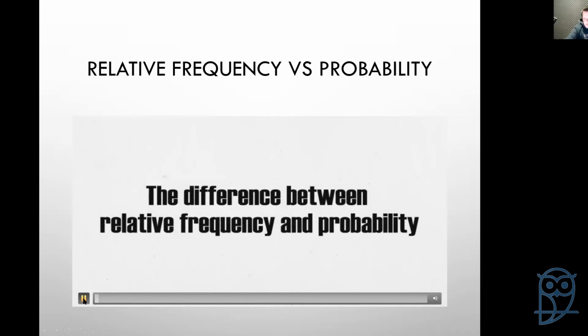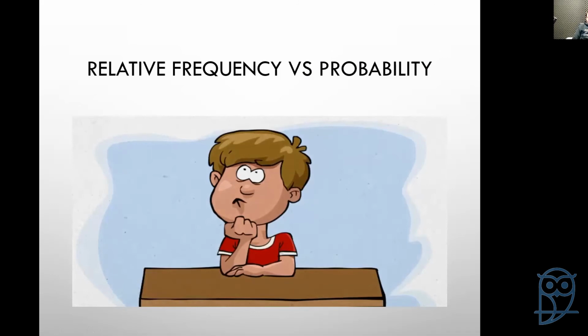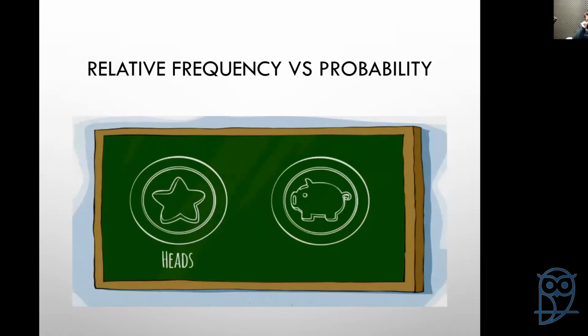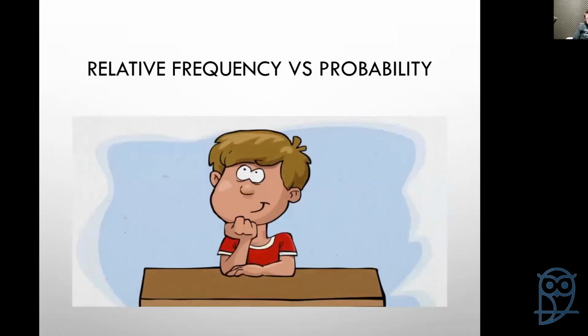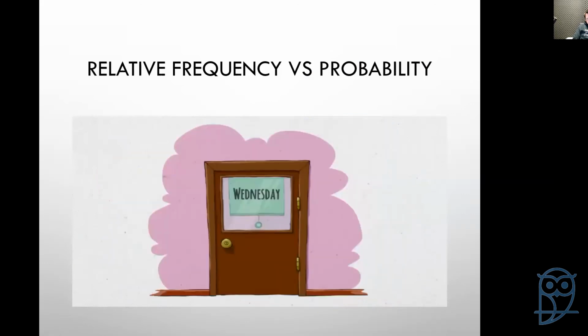The difference between relative frequency and probability. Roger is sitting in his maths class at school on a Monday. His teacher tells the class that for homework, they need to go home and flip a coin 50 times. They must record how many times heads was facing upwards and how many times tails was facing upwards. When Roger arrives back at school on Tuesday, the teacher gives the same homework again, another 50 flips. The same happened on Wednesday and again on Thursday.